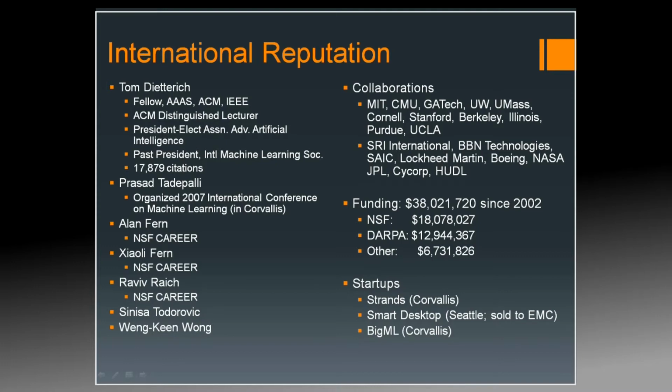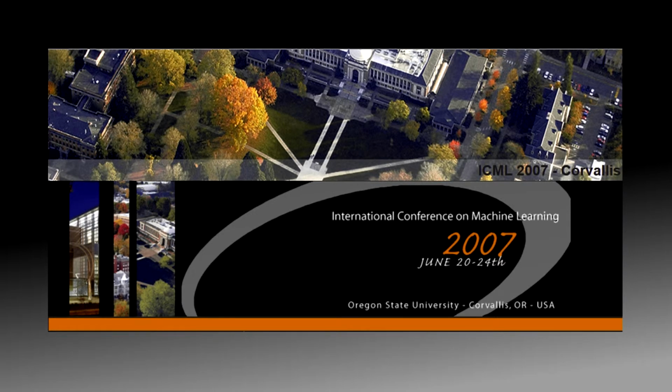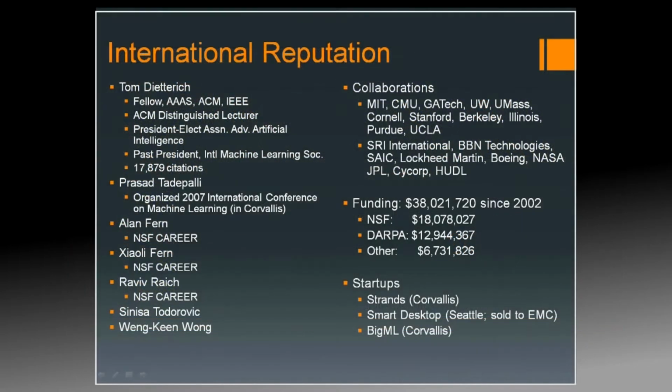OSU is quite visible in this area because with Prasad Tadapalli's leadership, we hosted the International Conference on Machine Learning here in 2007. And of course, several of the faculty are well known and have received the NSF Career Award. We collaborate with the best across the country. So of course, many of our projects are team projects with folks at MIT or Stanford, UCLA, and we have, of course, a big project with Cornell. We also collaborate with several important companies in this area, SRI International, Lockheed Martin, Boeing, NASA, and so on.